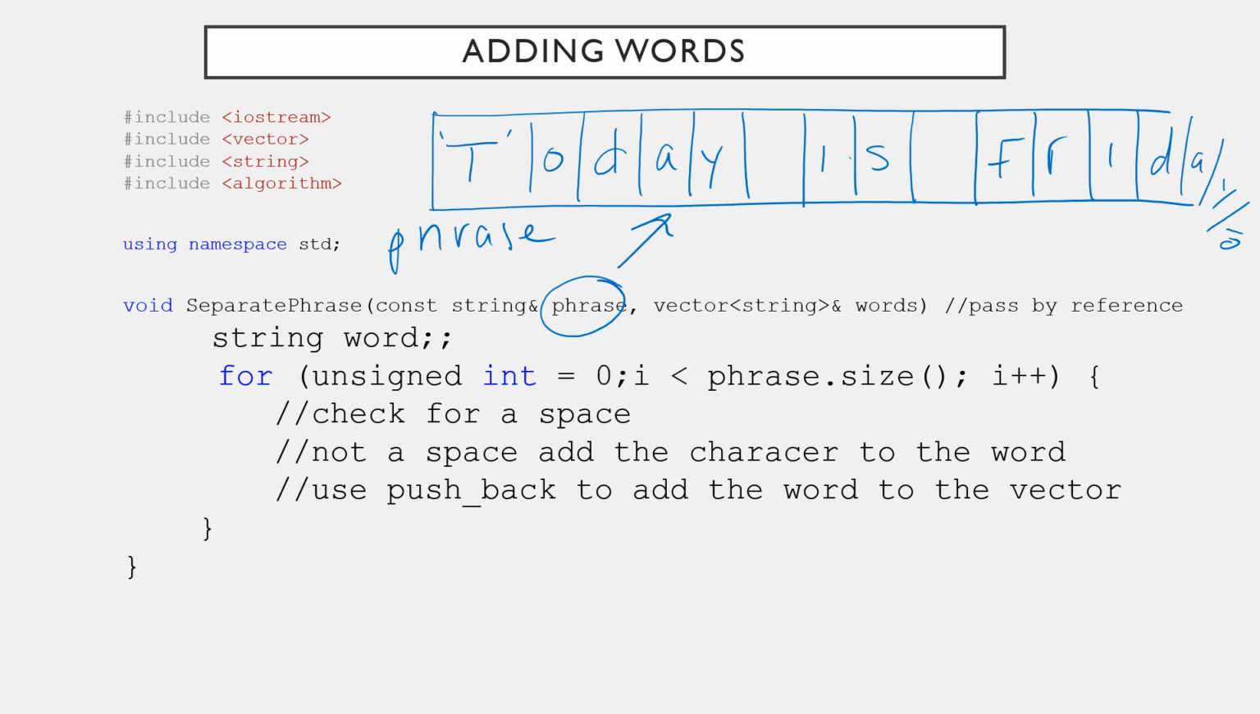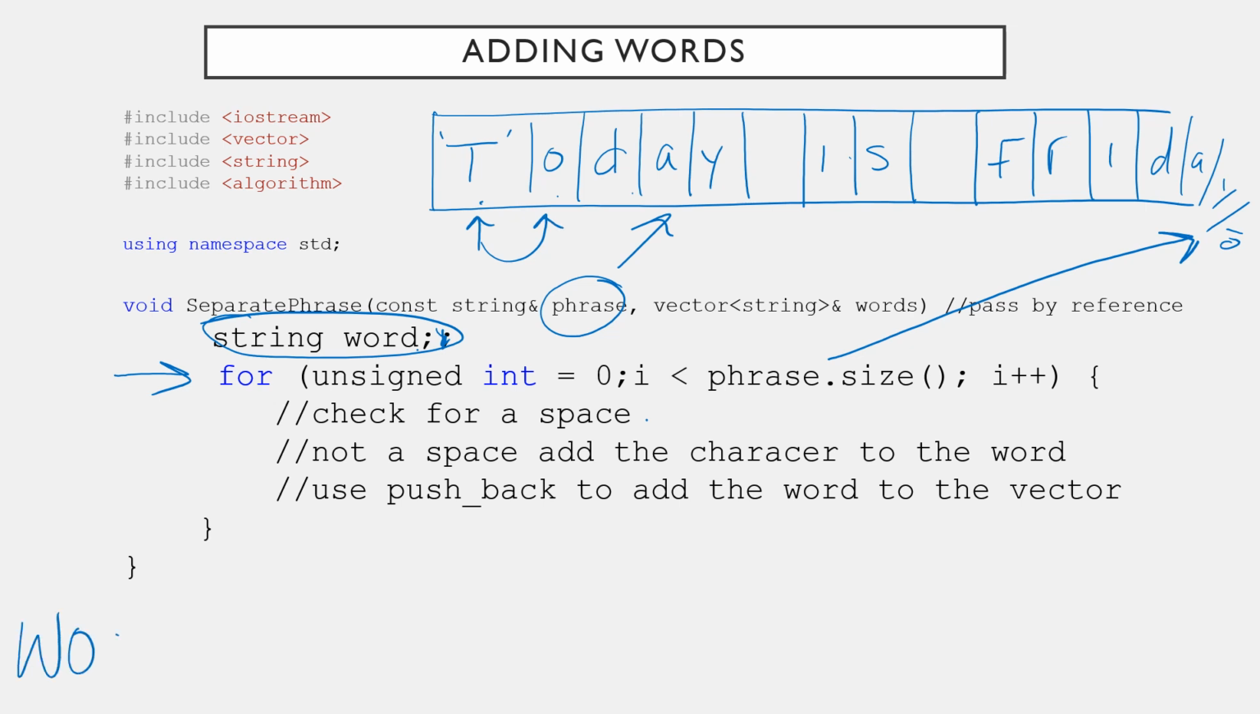So this loop right here is going to start at the beginning and go one by one through each of these up until the end of the phrase. So what you want to do is check if it's a space. So you're going to check your first one, and if it's not a space, you're going to add it to this word. Then you're going to move on to the next one. So we have word here. We have your string word.